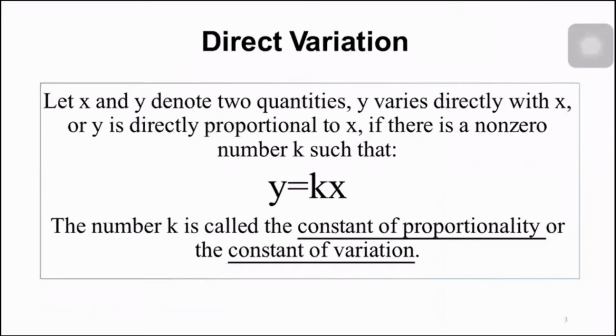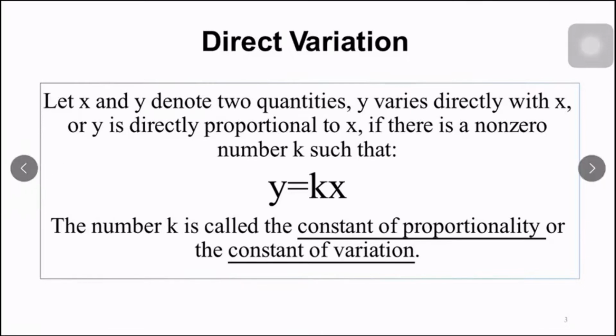Direct variation is defined as follows: let x and y denote two quantities where y varies directly as x, or y is directly proportional to x, if there is a non-zero number k such that y is equivalent to kx, and the number k is known as the constant of variation or the constant of proportionality.